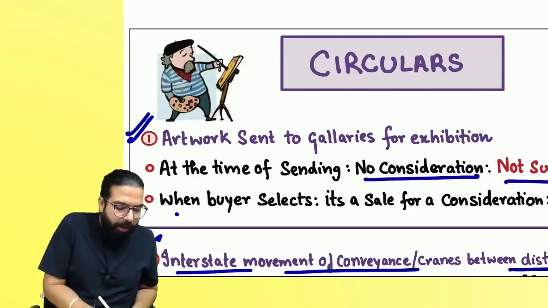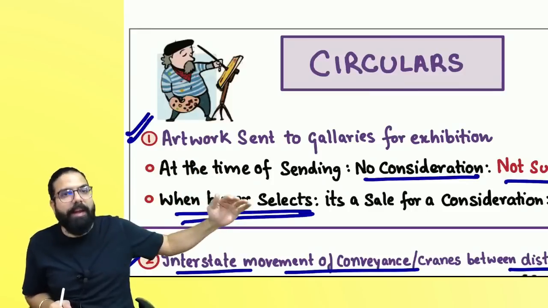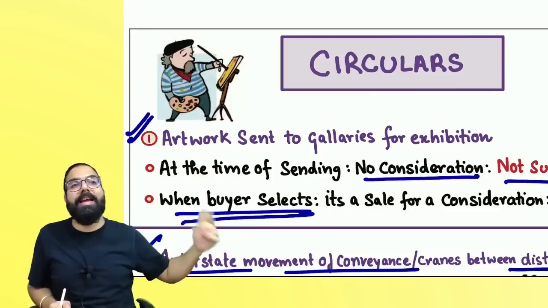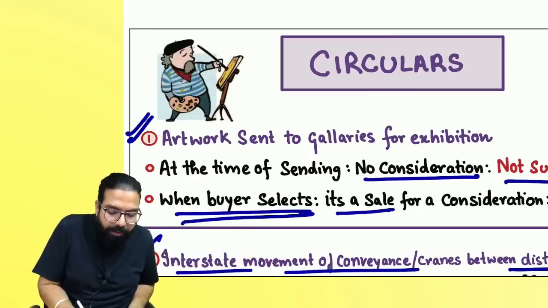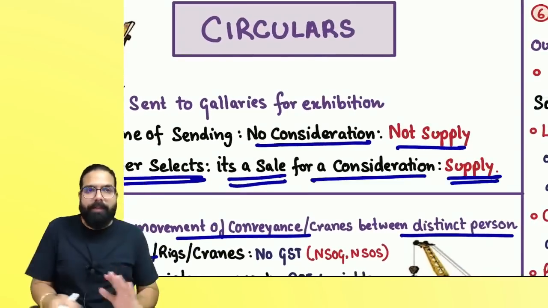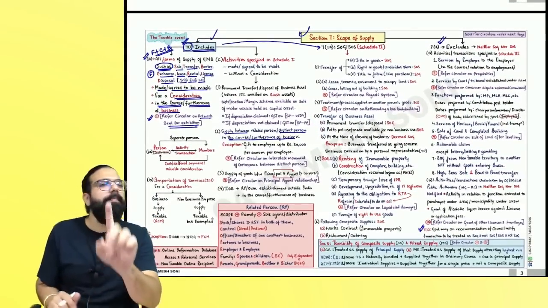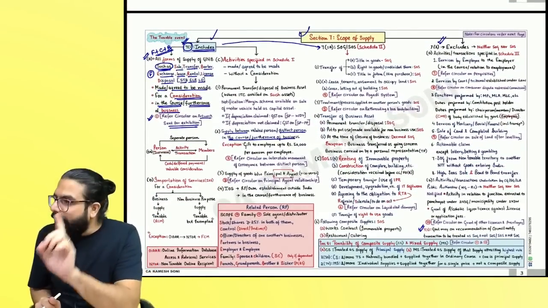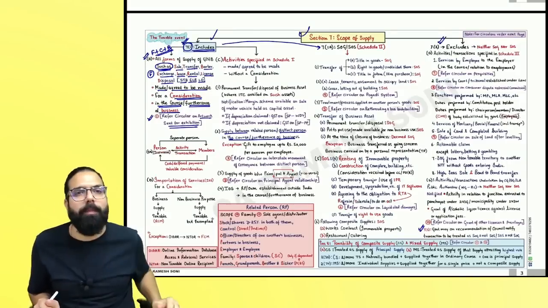But when the buyer selects it, I had sent the painting for exhibition for displaying and one buyer said, I like it, I will buy. So when the buyer selects it, at that time it's a sale for a consideration and hence it will be a supply. So Section 7(1)(a) simply says it should be a form of supply made or agreed to be made for a consideration in the course of business, only then it will be a supply.